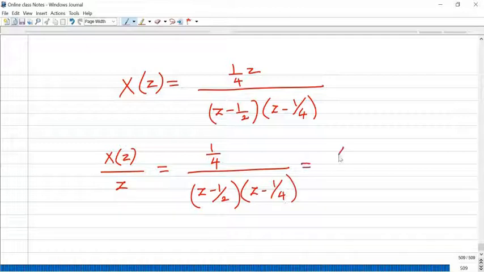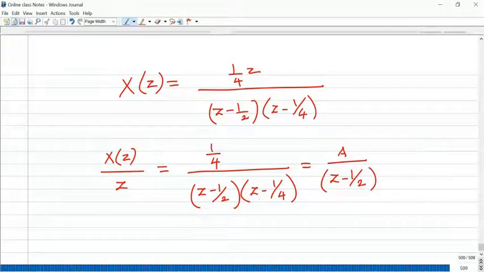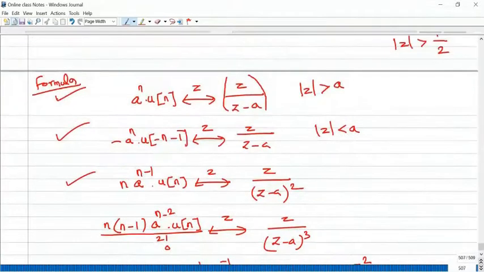Do the partial fraction. A divided by z minus 1 by 2. Two poles are there, both are simple poles. Order is 1 only. If order is 2, you know how to solve it. That we discussed in Laplace transform. Okay. Now that time you have to use this formula: z divided by z minus a whole square, then your result is n into a power n minus 1 into u of n.